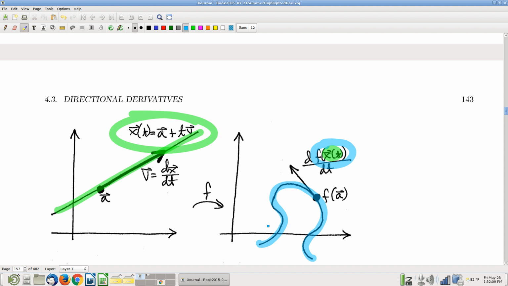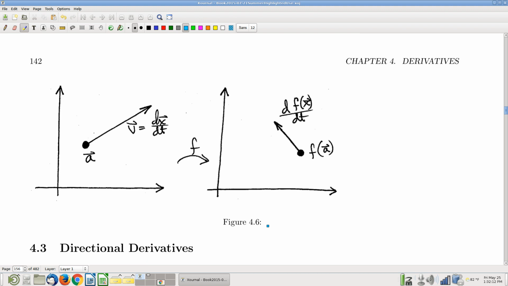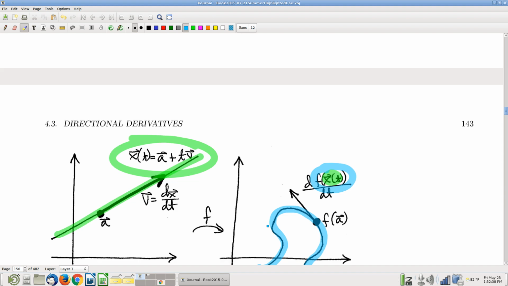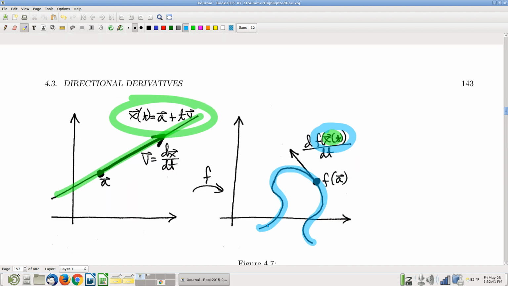Now I remind you, why am I doing this? My goal was, given that I'm at some point A and moving with velocity v, I wanted to know this output point. When my input was at A, the output's obviously at f of A. If the input's moving with velocity v, I wanted to know what is the corresponding velocity of the output. The velocity of the output is the velocity of this parametric curve, and that's the derivative of that f of x of t.